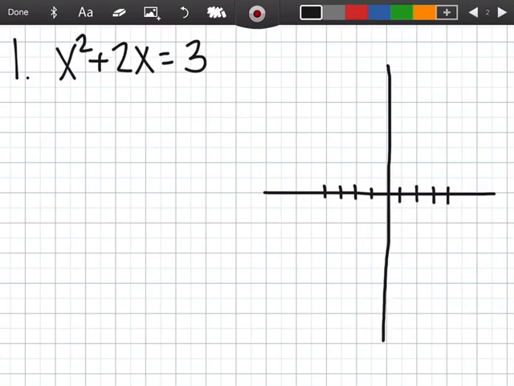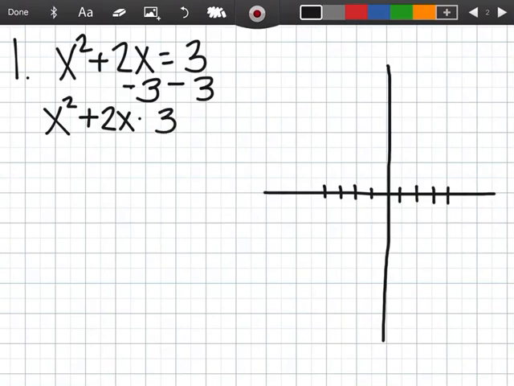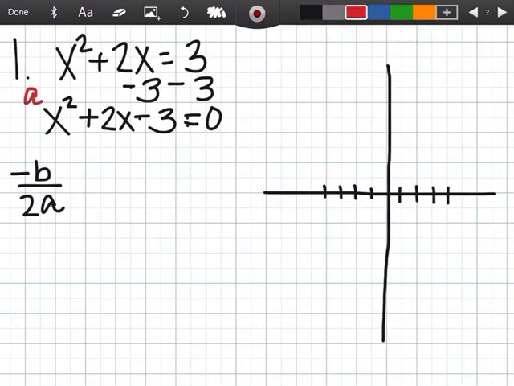Some of this might be review, but the first thing that I'm going to do is set this equation equal to 0. So I'm going to subtract 3 from both sides. None of these are like terms, so it's x squared plus 2x minus 3 equals 0. Now, whether you remember or not, you find the x-coordinate of the vertex by taking negative b over 2a. The coefficient in front of the x squared term is a, in front of the x term is b, and the constant is c.